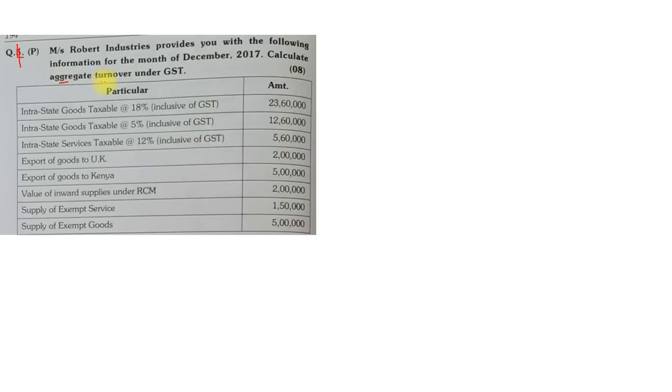Calculate aggregate turnover. Remember, aggregate turnover means anything which is related to supply, whether taxable supply, tax-free supply, exempted supply, export, goods, service, anything which you are supplying. The total of that is nothing but the aggregate turnover. So let us check what all can come.